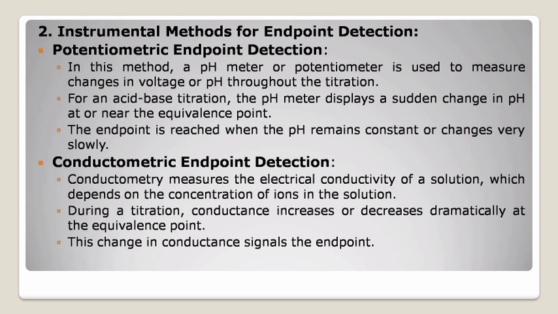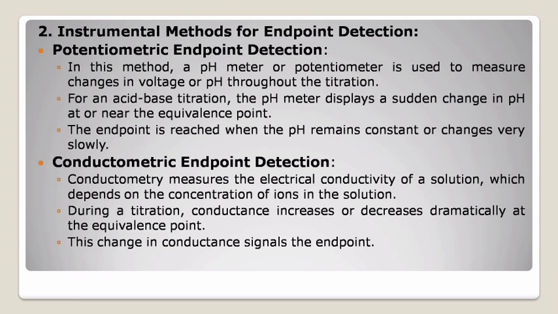Second, instrumental methods for endpoint detection. Under this, A. Potentiometric endpoint detection. In this method, a pH meter or potentiometer is used to measure changes in voltage or pH throughout the titration. For an acid-base titration, the pH meter displays a sudden change in pH at or near the equivalence point. The endpoint is reached when the pH remains constant or changes very slowly.